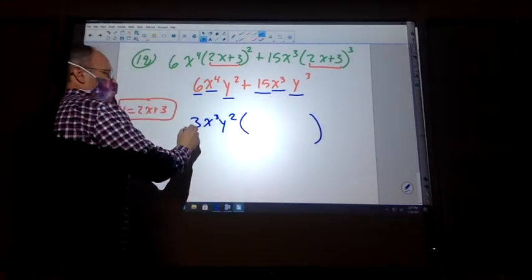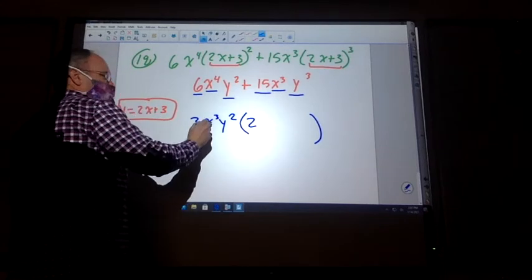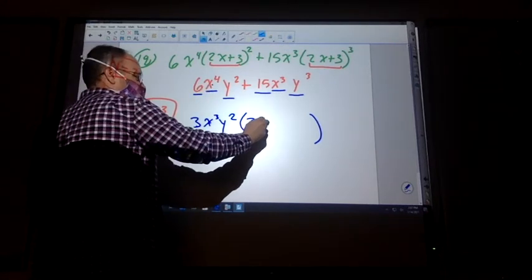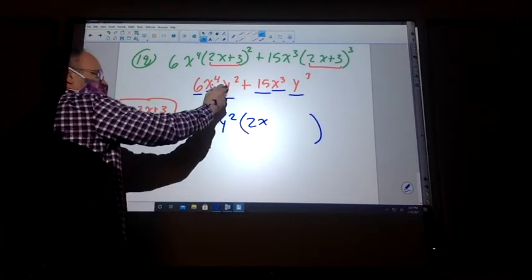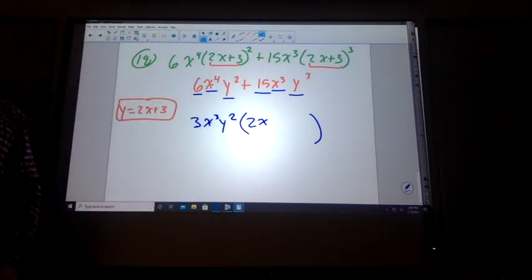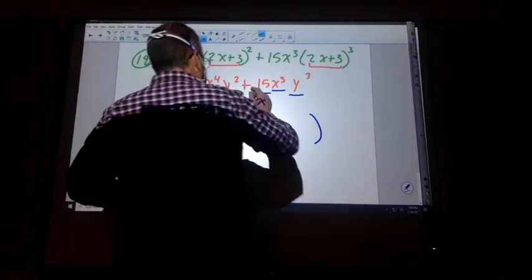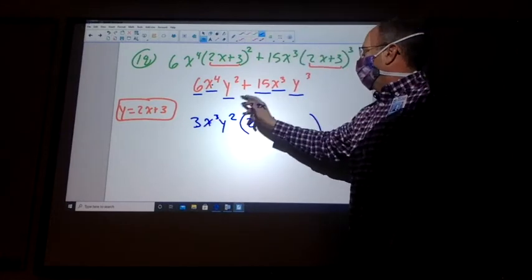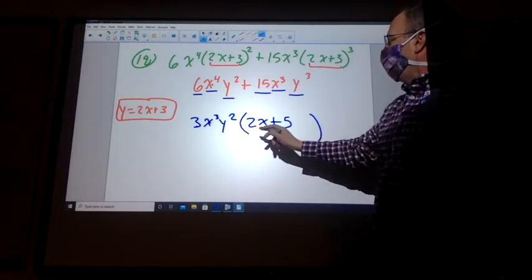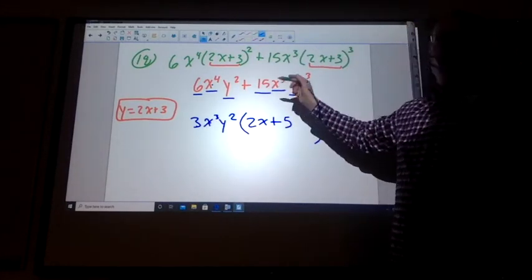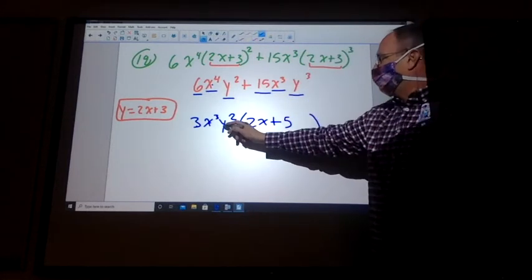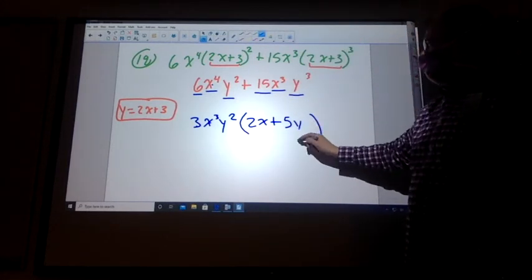So if I do that, if I factor 3 out of 6, I'm left with 2. I factor x to the third out of x to the fourth, I'm left with an x. If I factor a y squared out of y squared, it's all factored out. It's just 1. Plus sign stays there. If I factor a 3 out of 15, it leaves me 5. If I factor an x to the third out of x to the third, it's just 1. If I factor a y squared out of y to the third, I'm left with y.